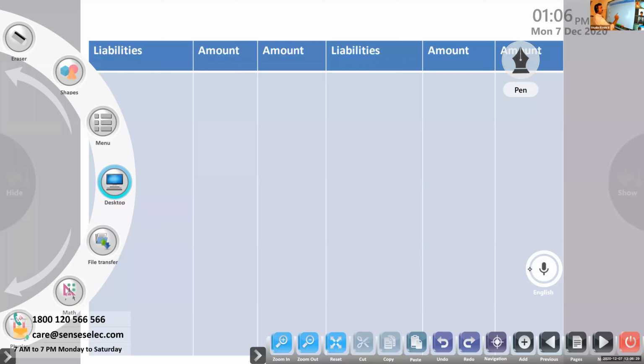Last period we had seen ascertainment of profit and loss under single entry system. Then we are doing one problem so that we will complete.